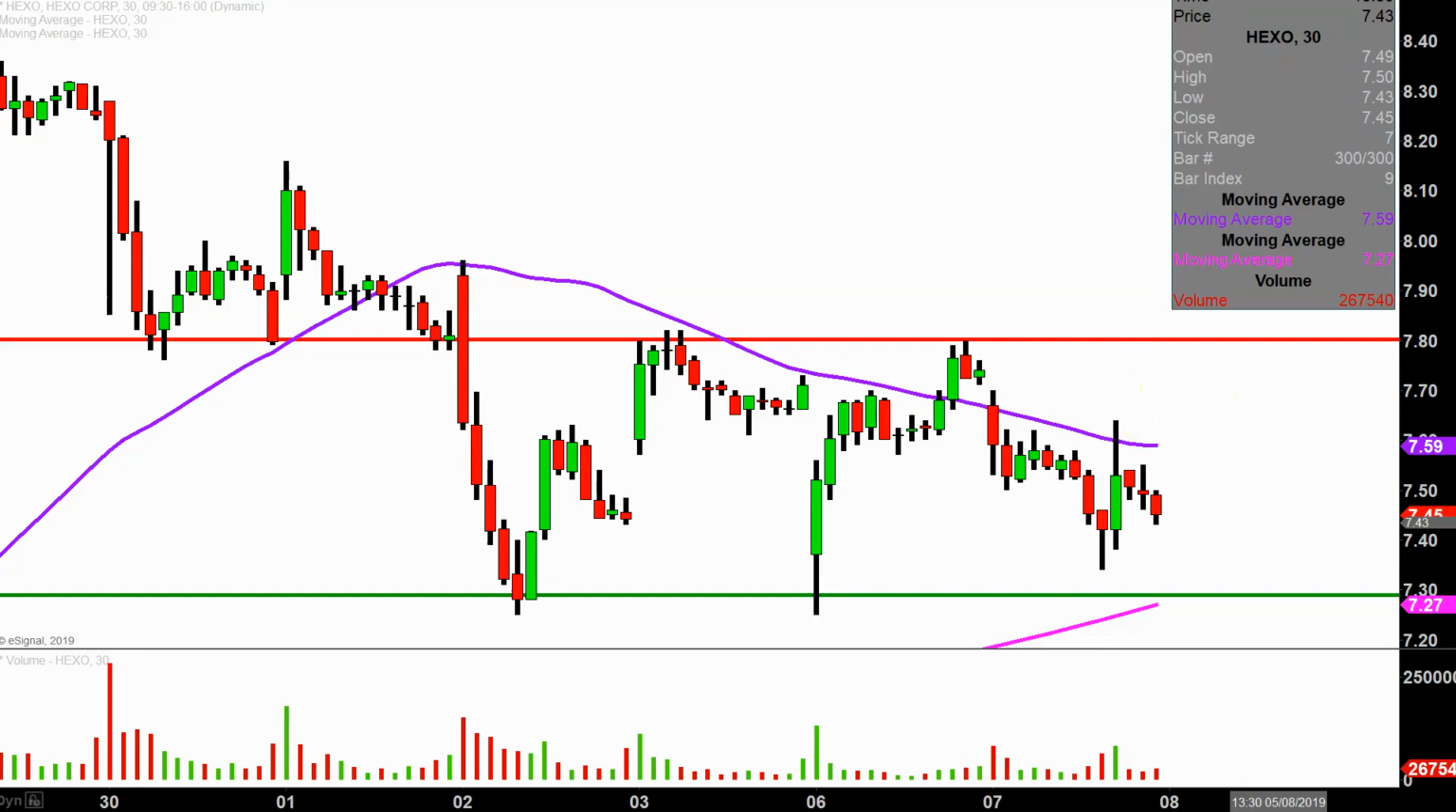If it can break through there, then the overarching and next key level of resistance would be right up there at $7.80. But again, one hurdle at a time. That first key hurdle apparently is going to be that 50-period moving average.